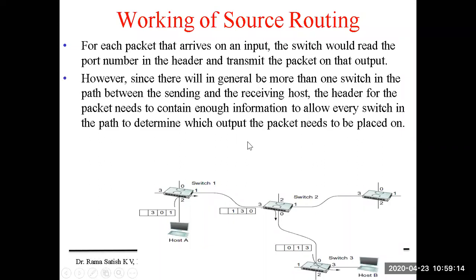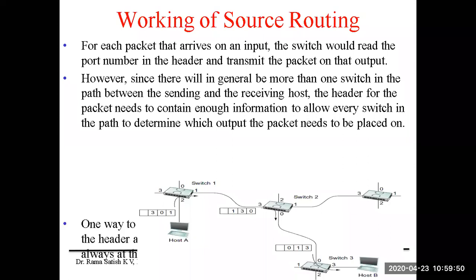Further, however, since there will in general be more than one switch in the path between the sending and the receiving host, the header of the packet needs to contain enough information to allow every switch in the path to determine which output the packet needs to be placed on. So this is how the switch will decide where it has to go out. The switch will see, and it will just transmit.